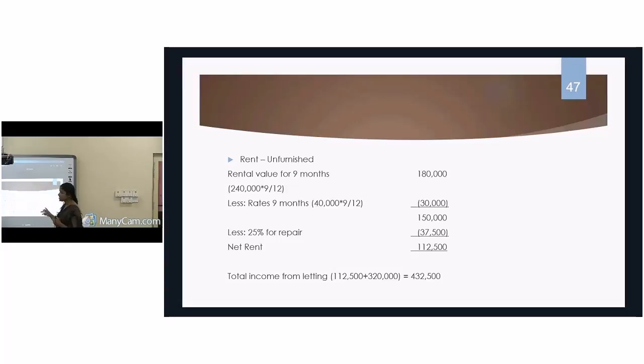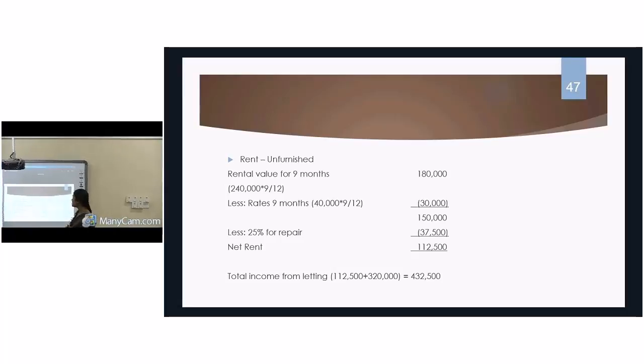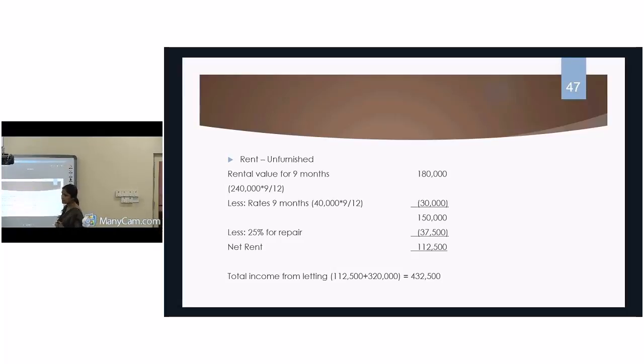What is the difference between holiday bungalows and the flats and houses? The furnishing benefit is the same, no change; only the unfurnished part differs. For the holiday bungalows you are going to take the NAV, but for the flats and other houses you are going to take the net rent. That would be the difference. So 432,500 would be the total income from letting.